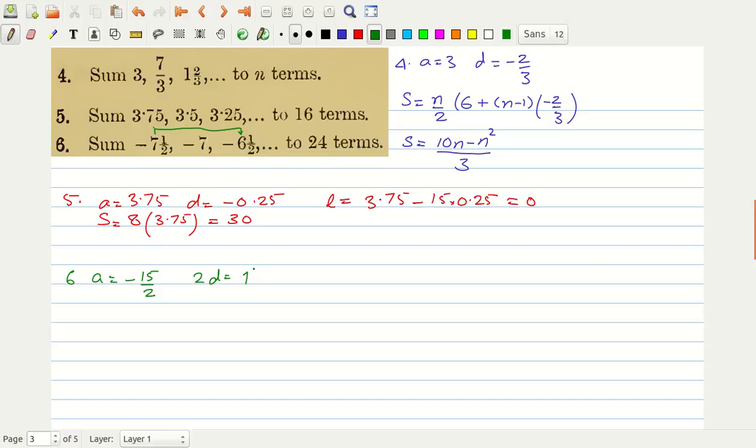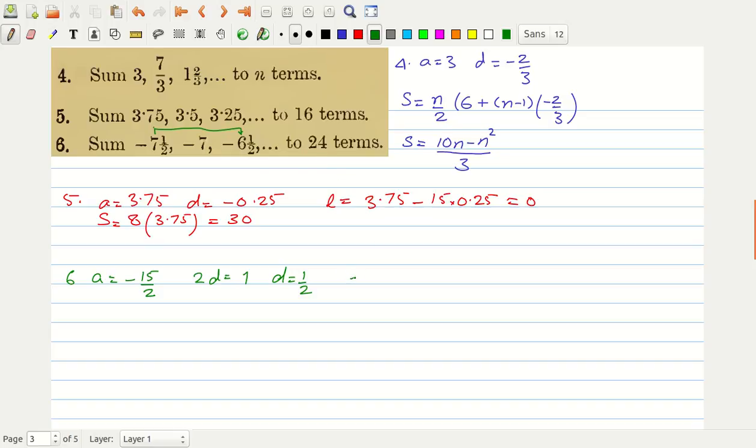1, because minus 6.5 minus 7.5 gives a difference of 1, and the series is increasing, so d is equal to half. Or you can directly subtract, minus 7 minus 7.5, and still you will get half. So what we have to do is find the sum of 24 terms.